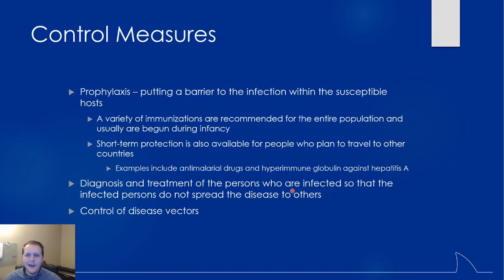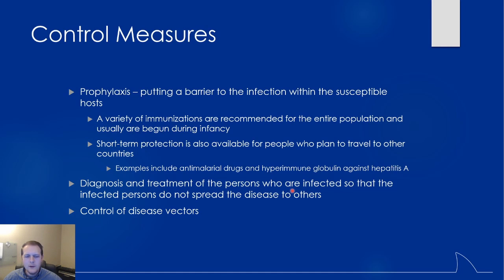You can also do prophylaxis, right? Putting some sort of barrier to infection with susceptible hosts. So we can do things like immunizations that may be recommended for an entire population, and we usually start that during infancy. We can also do things like short-term protection for people who plan to travel to other countries. So if we know someone's going to be going to areas that are endemic for malaria, we give them anti-malarial drugs potentially.